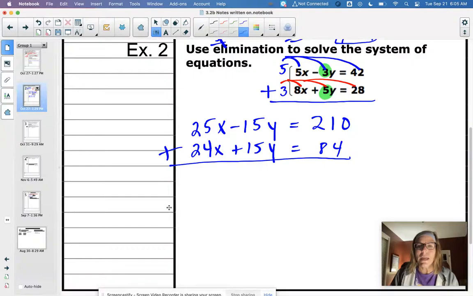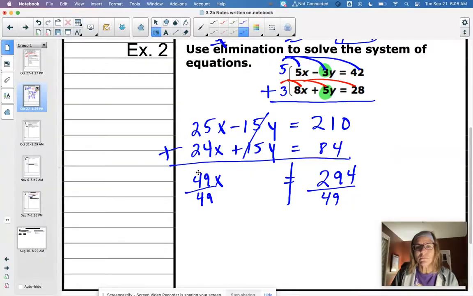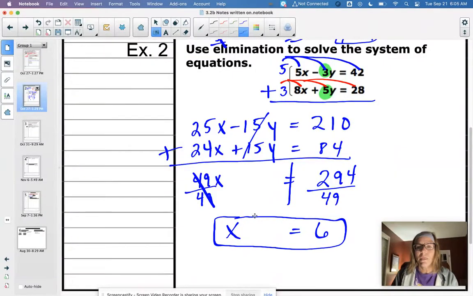Remember, elimination means add. So 25x plus 24x is 49x. That they eliminate. That's what I planned. And 210 plus 84 is 294. Divide both sides by 49. X is equal to 6. So there's my x value.